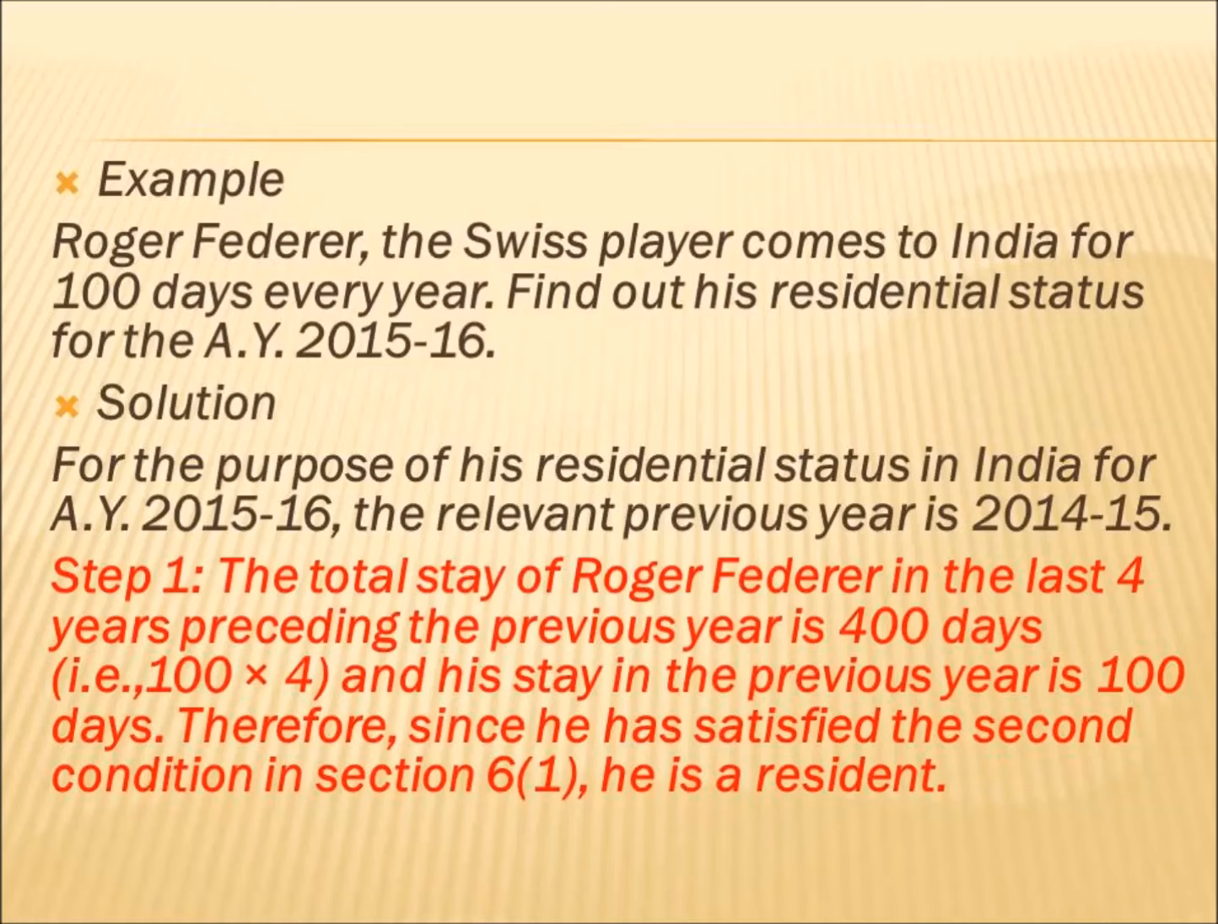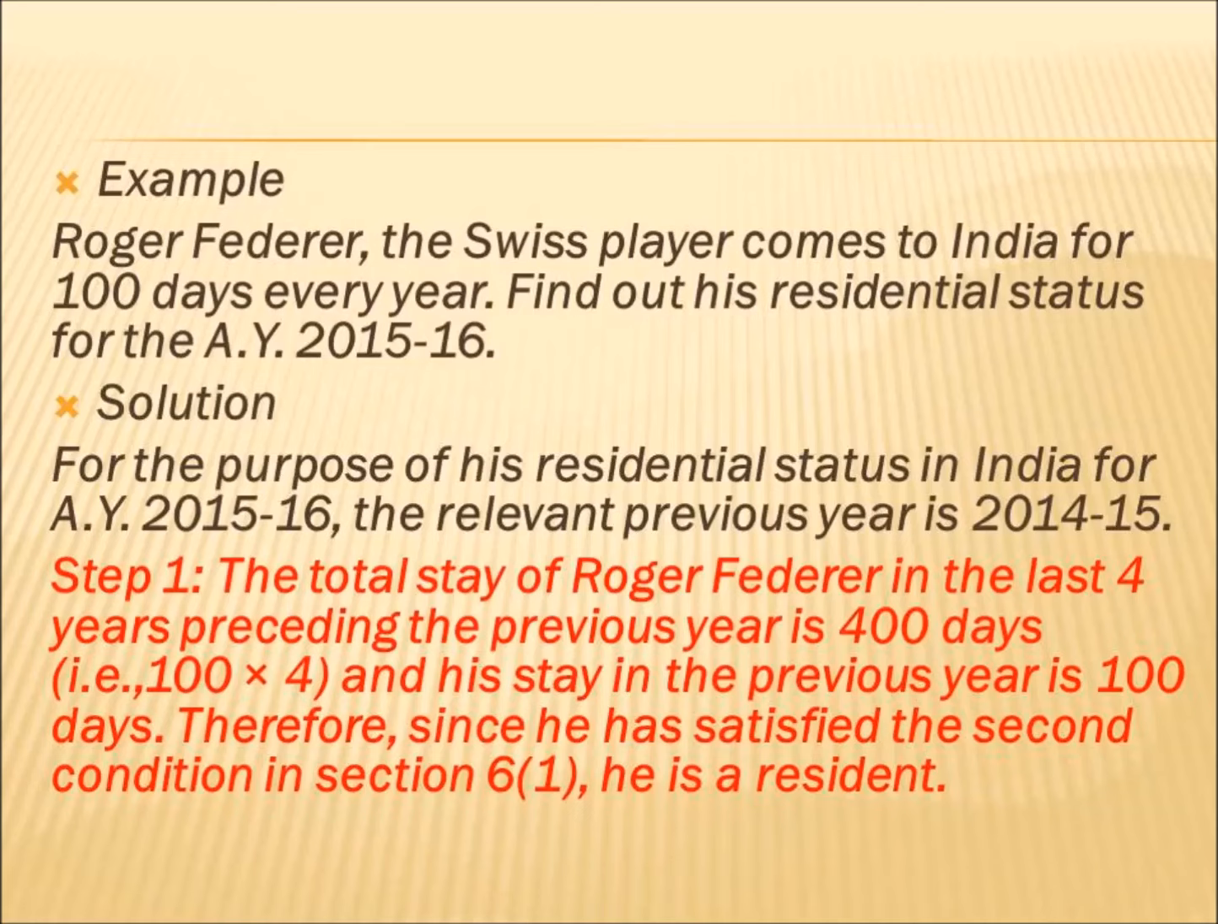So the first condition given under section 6.1 of 182 days is not satisfied by Roger Federer. So we go to the next condition, whether he is fulfilling it or not. Since he is not fulfilling the first condition, we have to see the next condition. What was the second condition? The second condition was whether he is in India for a period of 365 days or more in the 4 years immediately preceding the previous year, and whether he has been in India for a period of 60 days in the previous year.